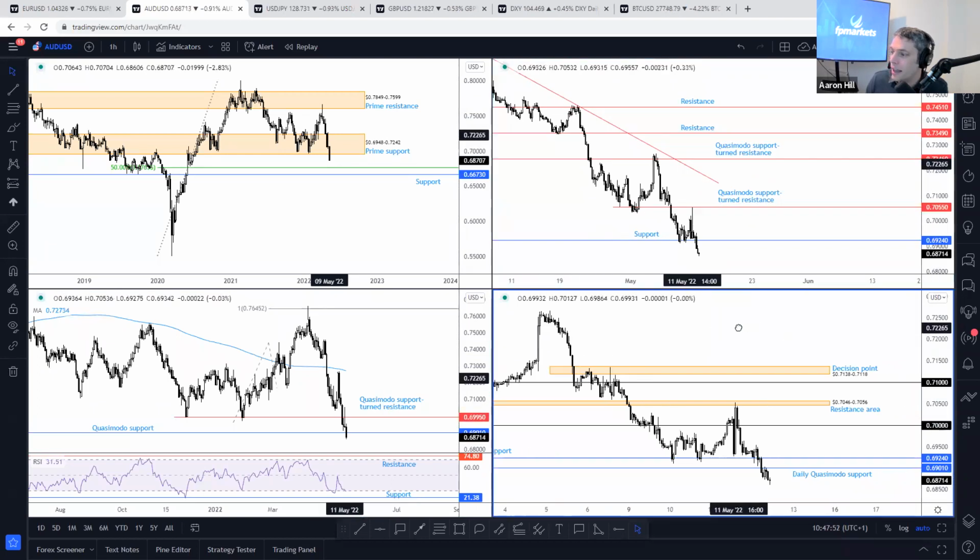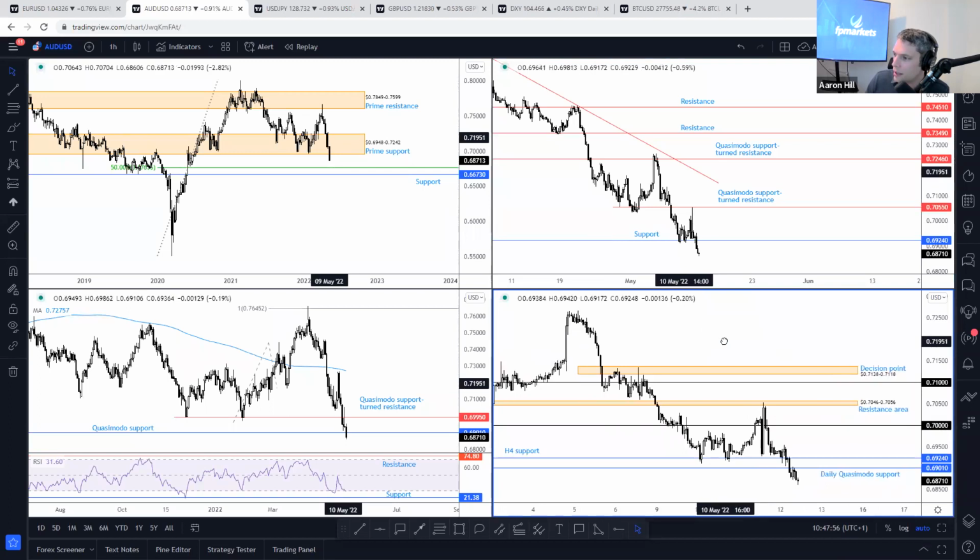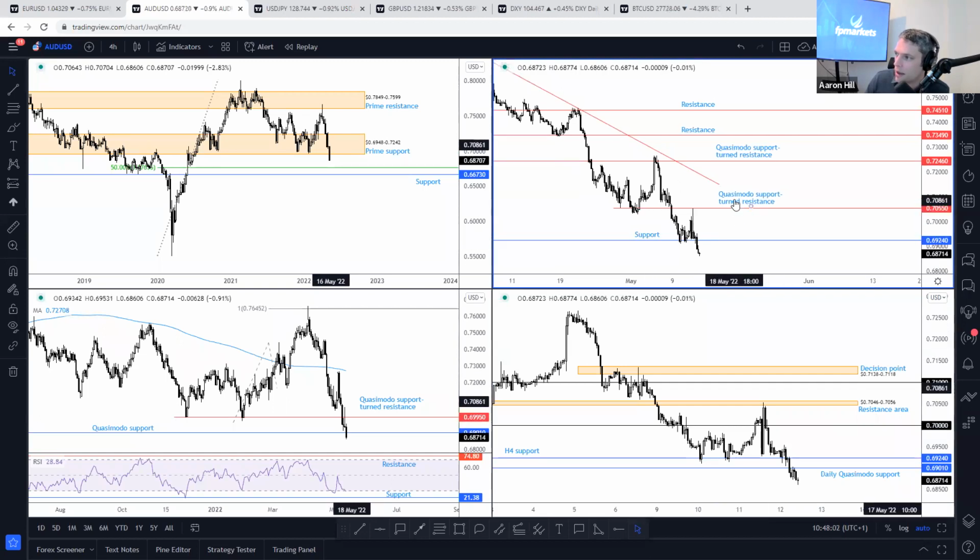Look, here's a perfect example. I think it was Daniel. Perfect example of a stop run. And this is something I was highlighting in my analysis again to be wary of. Right, so we have the H4 time frame at this point. We have a Quasimodo support turned resistance at 70.50. I noted that as a potential overhead barrier should we react from this H4 support at 69.24.